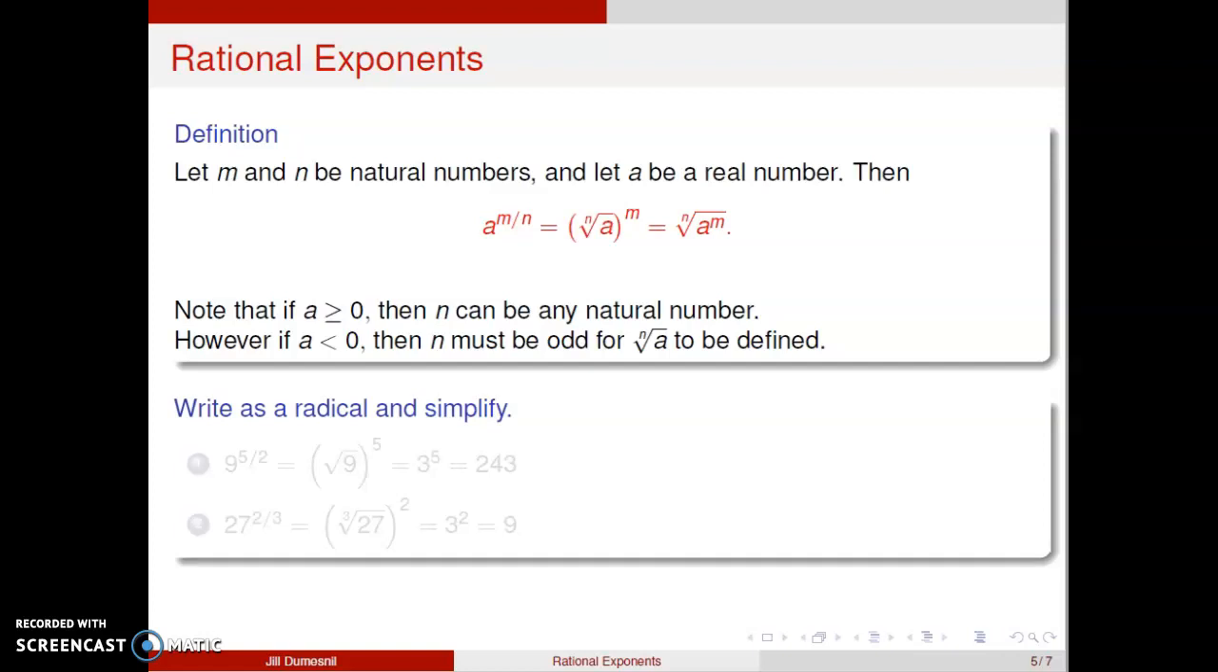Let's consider two quick examples. 9 raised to the 5/2 power equals the 5th power of the square root of 9. Thus we have 3 to the 5th, which equals 243. 27 raised to the 2/3 power equals the square of the cube root of 27. Thus we have 3 squared, which equals 9.